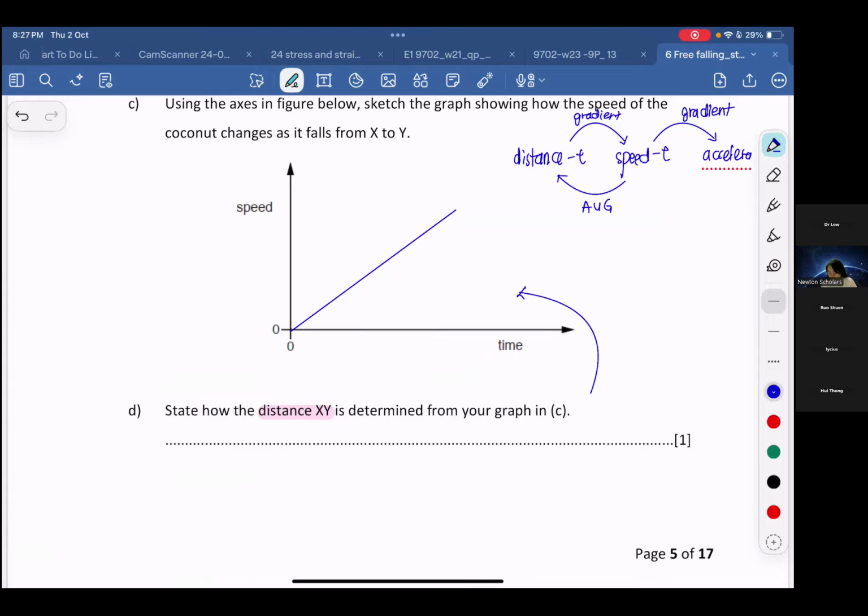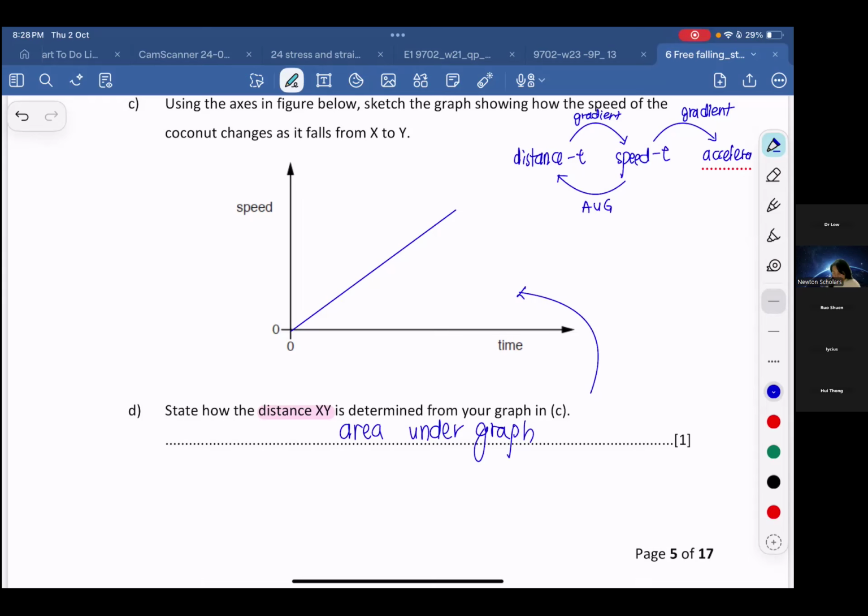What do you think? Any of you? Okay, Megan, let me have a look. Area under the graph, okay? So here, we can determine the distance by finding the area under the graph.